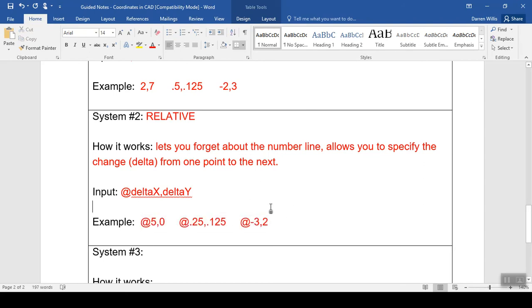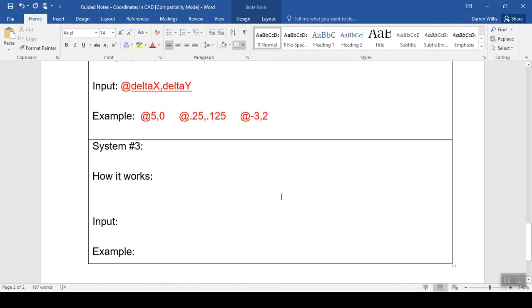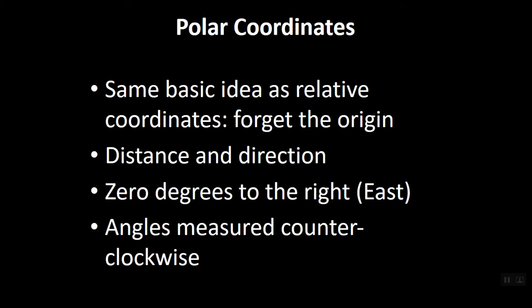Okay, so make sure you've got your cheat sheet here all up to date with our two systems, because now we talk about our third coordinate system. And it's called polar coordinates. So, much like relative coordinates, polar coordinates allow you to be freed from the origin and not have to worry about the number line. Instead of typing in an absolute location, instead of typing in change, you're typing in distance, how far you want the line to go, and you're also giving it direction. What angle do you want the line to travel at?